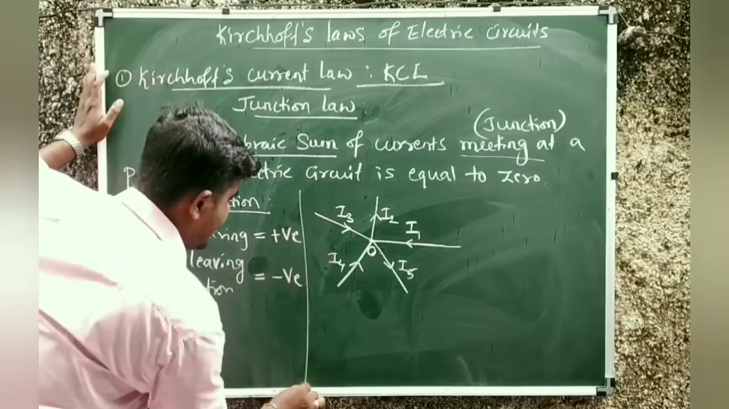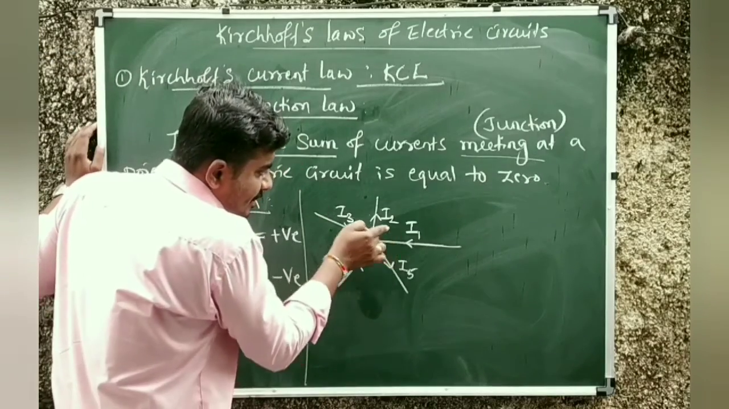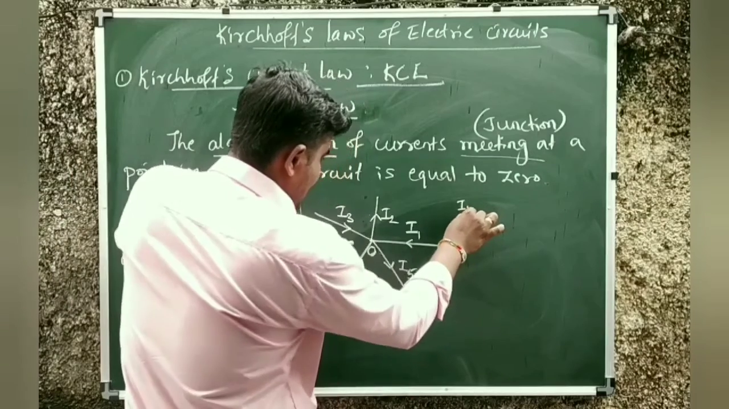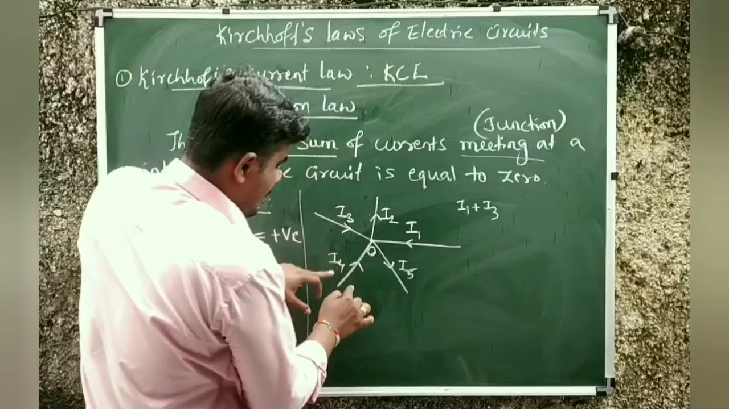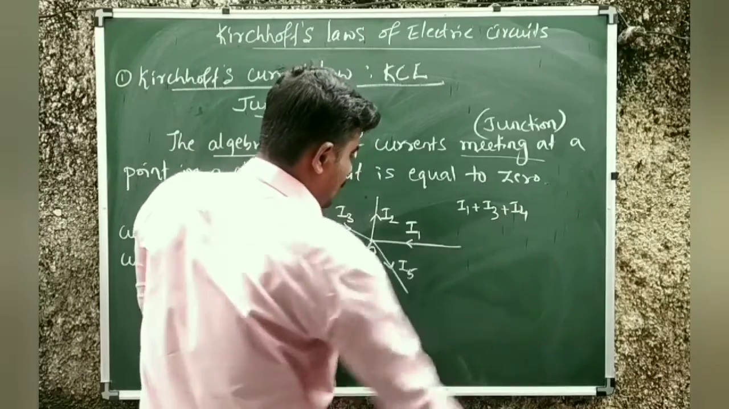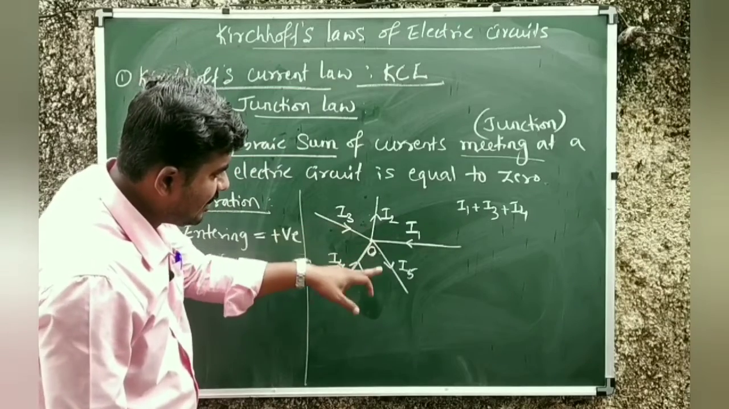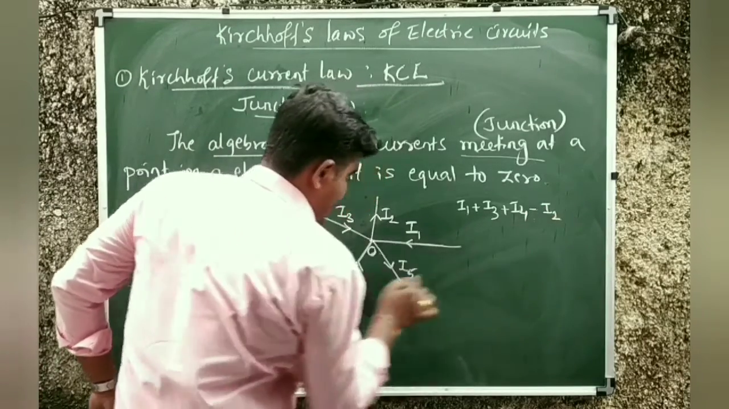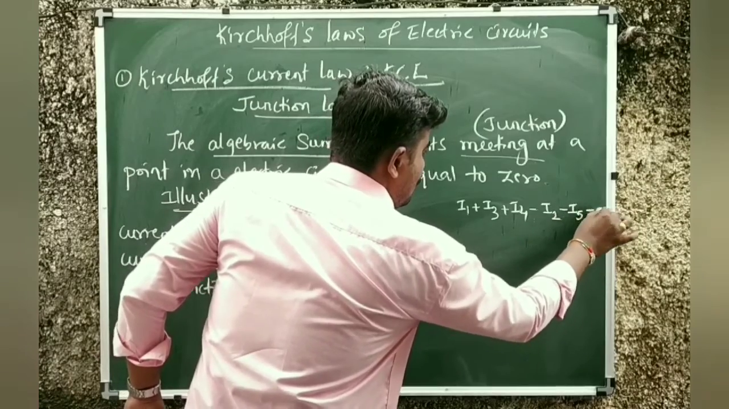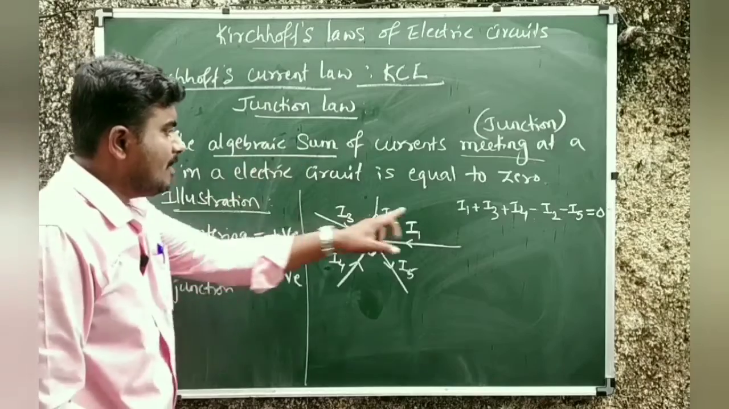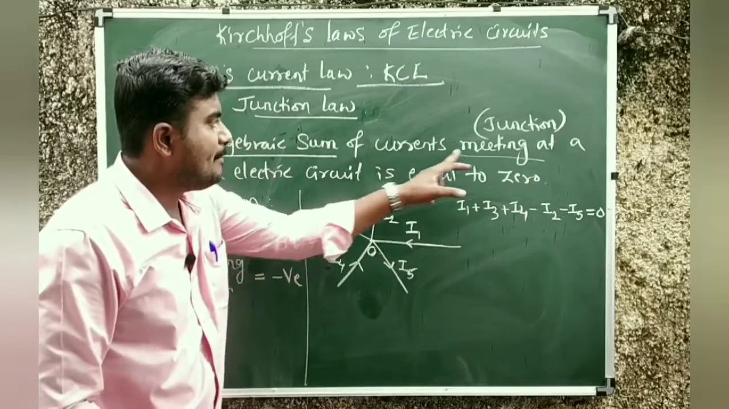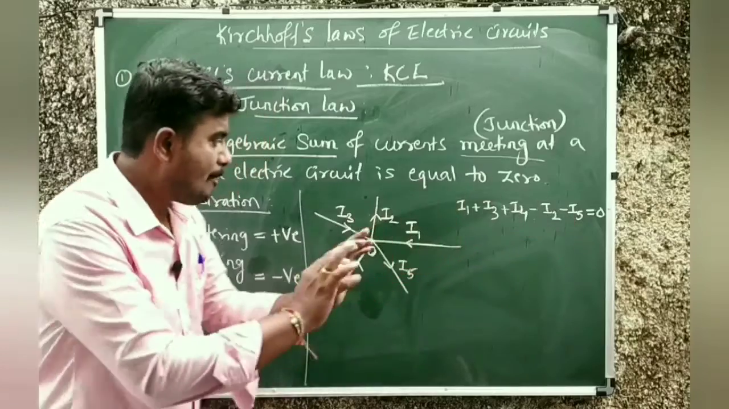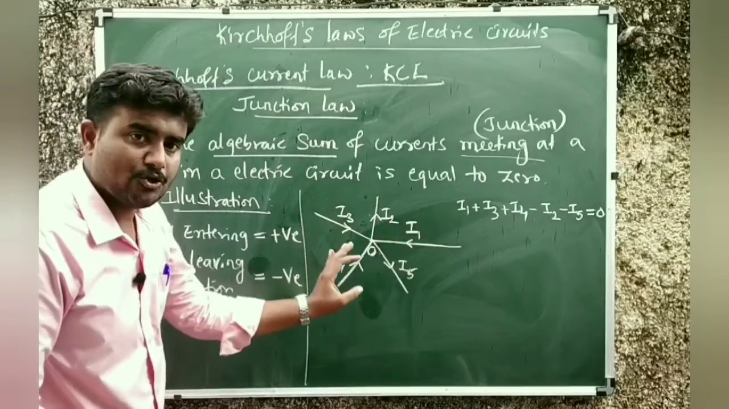See here, how many currents are entering the junction? I1 is entering, I2 is leaving, I3 is entering, I4 is also entering. Therefore, I1 plus I3 plus I4 are entering. And current leaving the junction, I2 and I5, are taken as negative. Therefore, minus I2 minus I5 equal to 0. See the statement, the algebraic sum of currents meeting at a point or junction in an electric circuit is equal to 0. I have applied Kirchhoff's current law to this circuit.